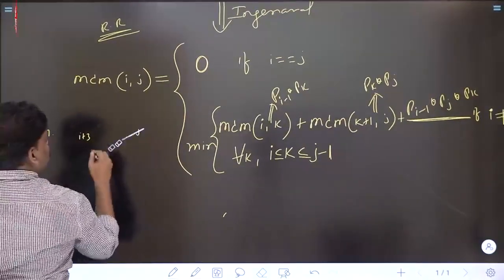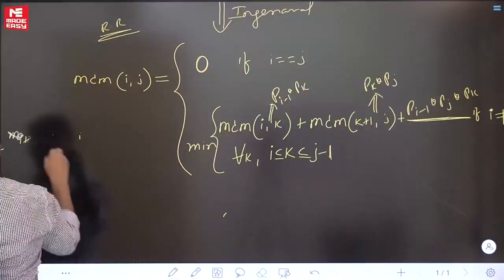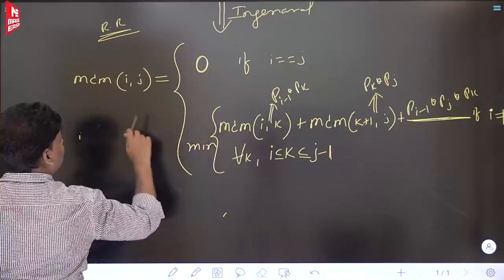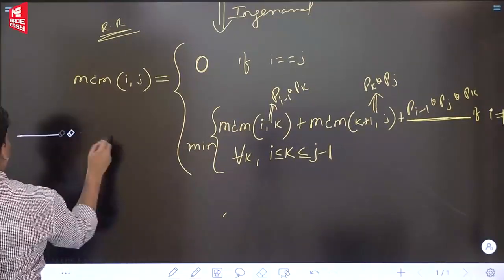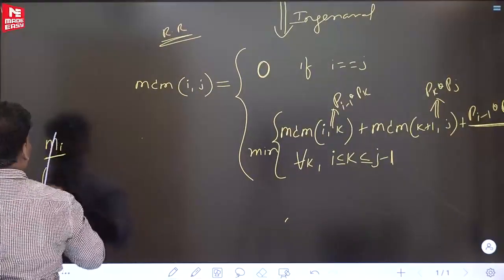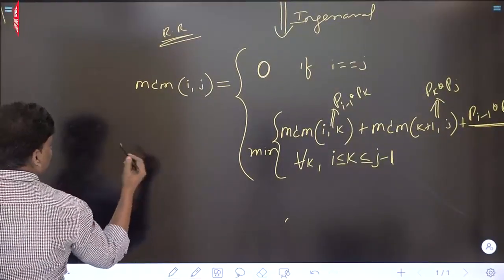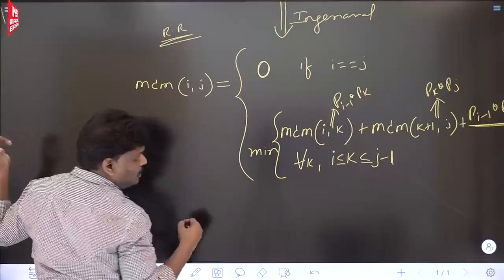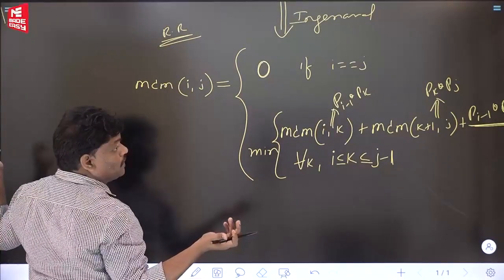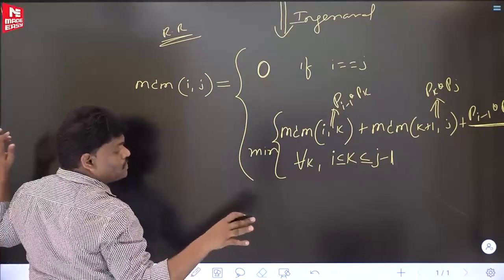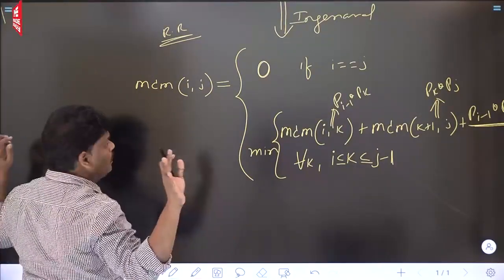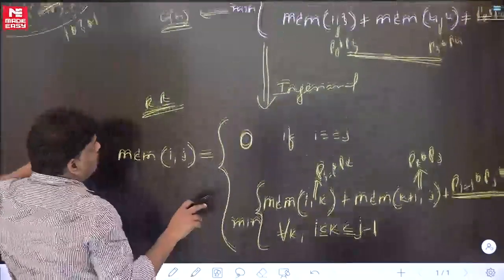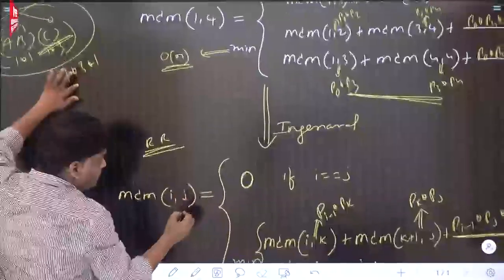Can you help me? Will this recurrence relation give time complexity, or what? Some people are asking what this recurrence relation will give. Everyone knows a recurrence relation can be written for many purposes, right? Some people will write the recurrence relation for time complexity. Some people will write it for value. Some people will write it for something else. What is the purpose of this recurrence relation?